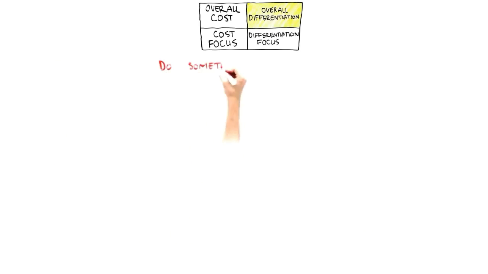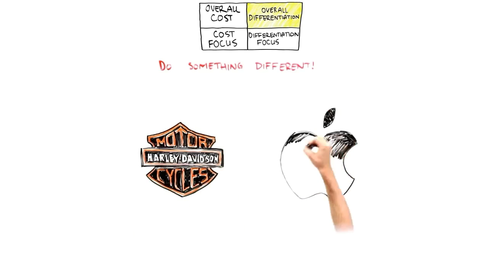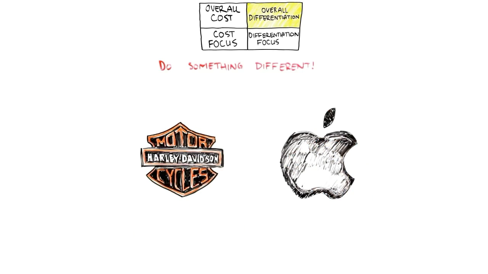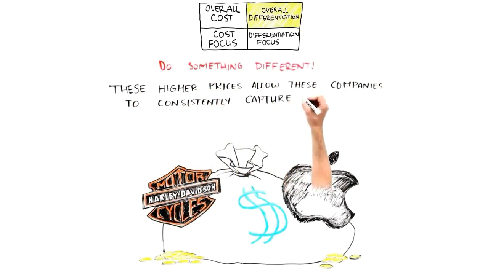Differentiation is really about doing something different that makes your broad market customers willing to pay more for your products and services. Examples of companies that do this include Harley-Davidson and Apple. These companies offer products that customers really want, and so customers are willing to pay high prices for them. These higher prices allow these companies to consistently capture higher profits than their competitors.